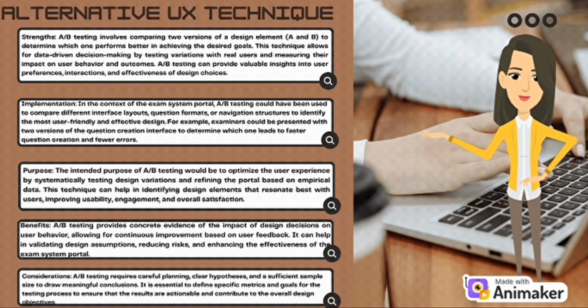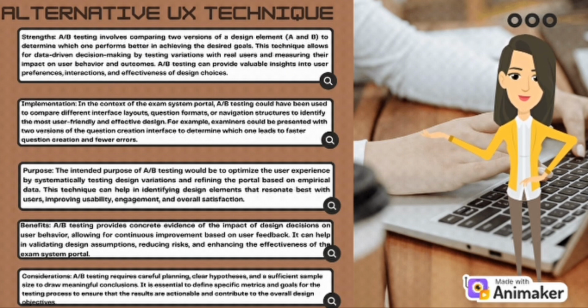The intended purpose of A/B testing would be to optimize the user experience by systematically testing design variations and refining the portal based on empirical data. This technique can help in identifying design elements that resonate best with users, improving usability, engagement, and overall satisfaction. Besides that, A/B testing provides consistent evidence of the impact of design decisions on user behavior, allowing for continuous improvement based on user feedback. It can help in validating design assumptions, reducing risk, and enhancing the effectiveness of the exam system portal.